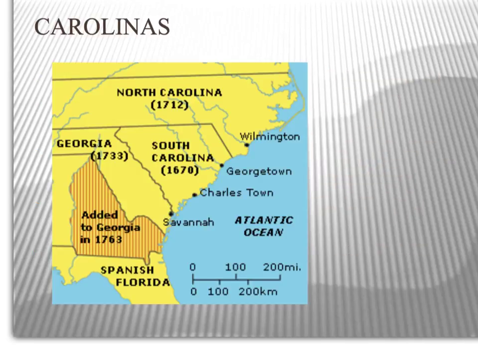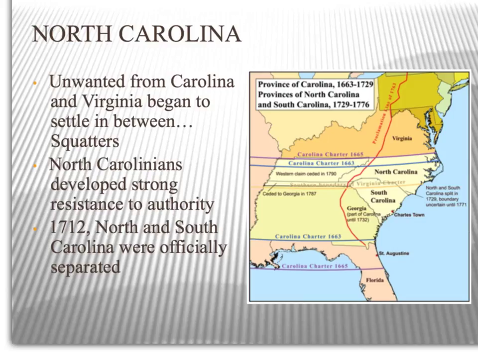So again, you can see the Carolinas and where they're located. North Carolina was eventually formed. It was very much similar to Rhode Island. It was the unwanted from Carolina and Virginia who began to settle in between, and these people are known as squatters because they didn't have permission. North Carolinians developed strong resistance to authority, so very anti-aristocratic. And so in 1712, North and South Carolina were officially separated into two different colonies.